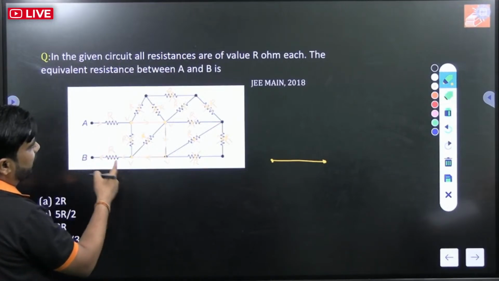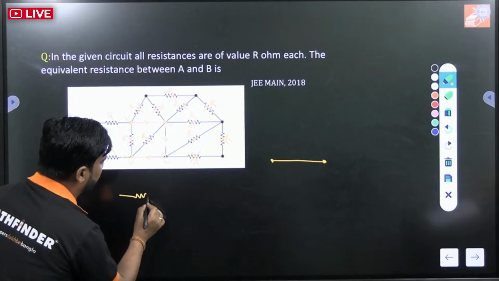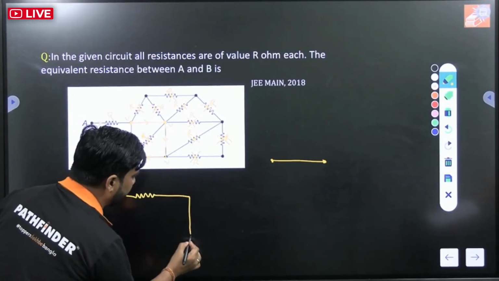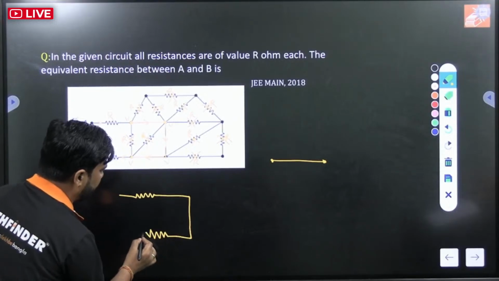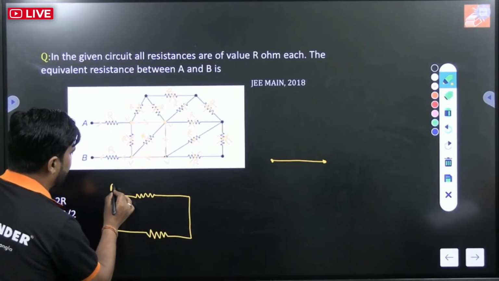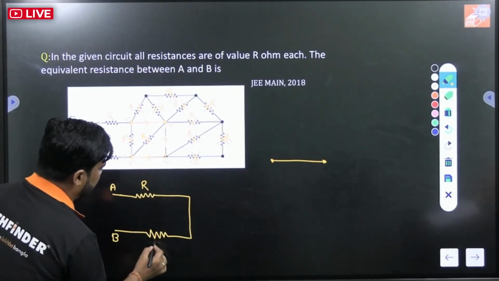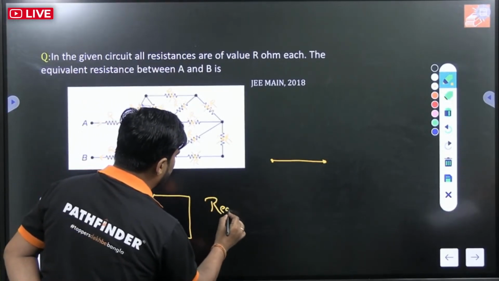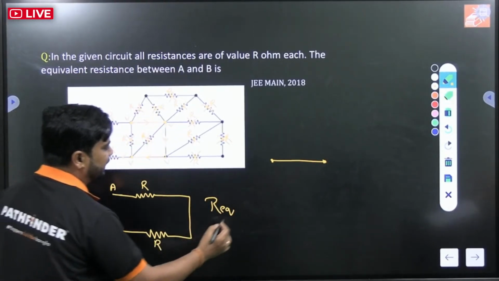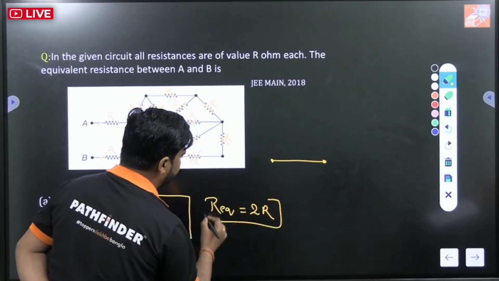So if I draw an equivalent circuit for this, it will look something like this. This is R and this is R. So R equivalent will be equal to, and it is pretty obvious these two are in series combination. So R equivalent will be equal to 2R.